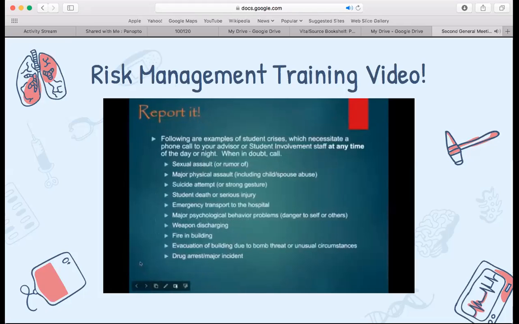These are also examples of student crises that can necessitate a phone call to your advisor or to student involvement staff at any time of the day or night. So please call HBU police if you're on campus, because they are on call 24/7. I may not wake up to my phone, but I do want to be here for you guys. Please report things that you see. Call if there's an emergency. Don't assume that someone else will be calling for you.